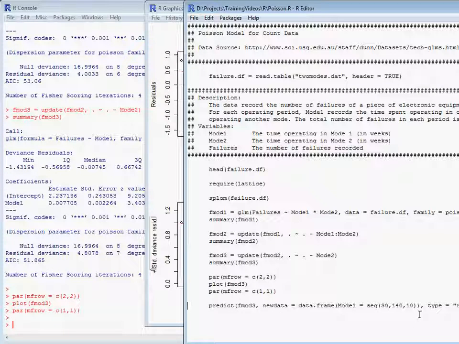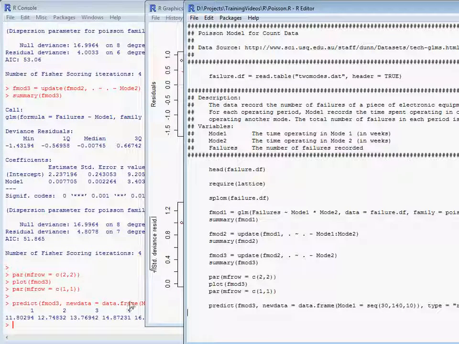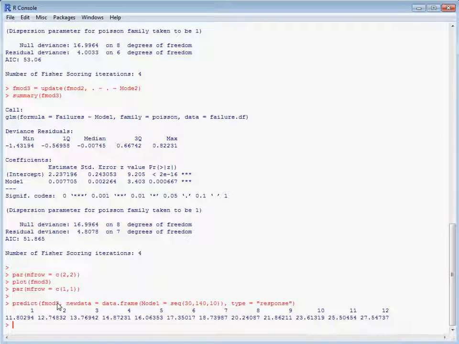So last up, if we wanted to do some predictions from this model at particular times of operation from mode 1, we make use of the predict function. So we specify the model we're predicting on and the new data. So we've selected a sequence of times in mode 1 from 30 to 140 minutes, going by a step size of 10. And we use type equals response so that the response is transformed back to the original scale for our predictions.